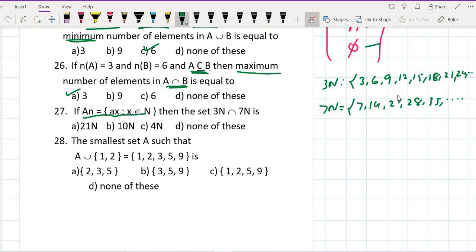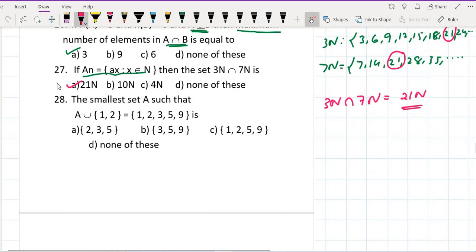If you take the intersection of these two, the common entry starts with 21. So if you take the intersection 3n intersection 7n, it is a set containing 21n form. Don't add these two. It is intersection actually. So 21n form. So the answer is option A.